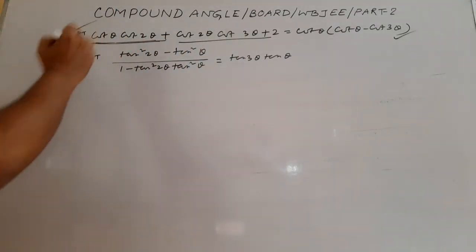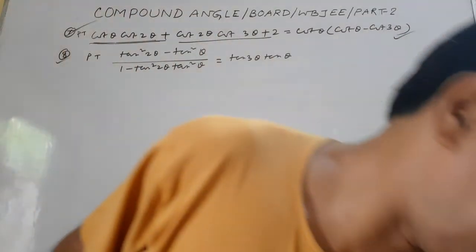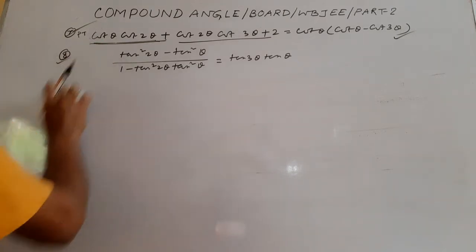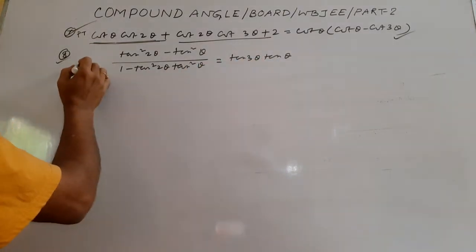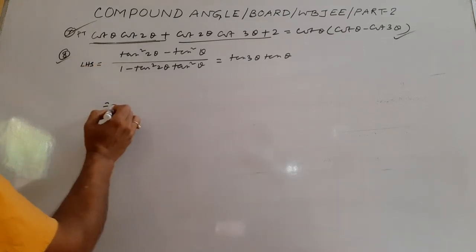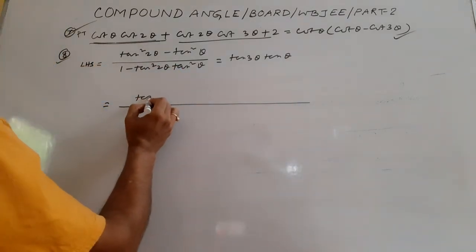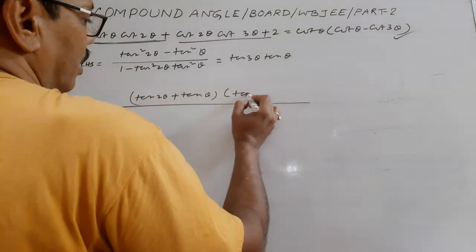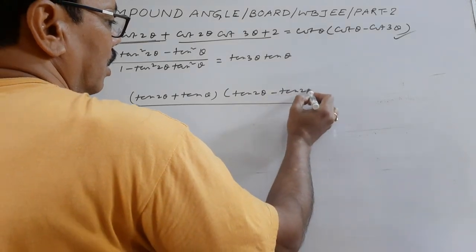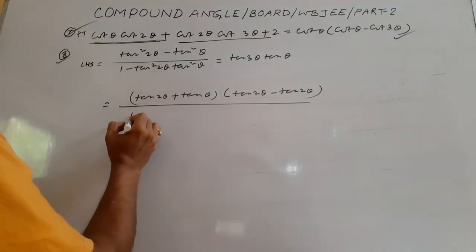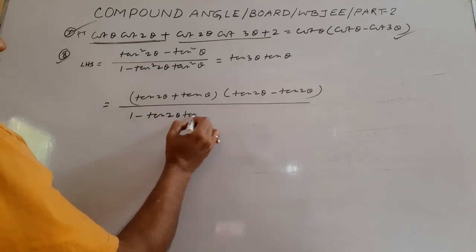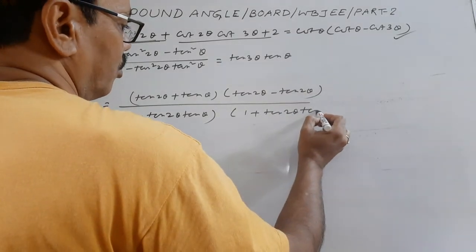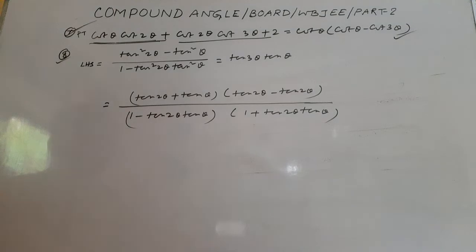Now the second one is a very simple problem. Look, prove that this equals tan 3 theta into tan theta. So this is the left hand side. Now a square minus b square equals a plus b into a minus b. So this is a square minus b square: 1 minus tan 2 theta into tan theta, and 1 plus tan 2 theta into tan theta.